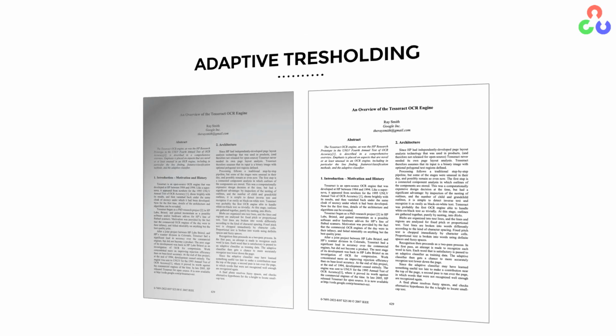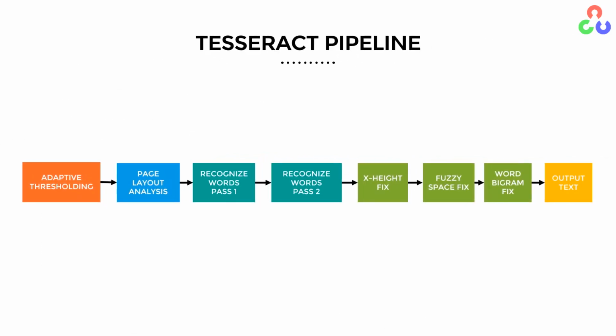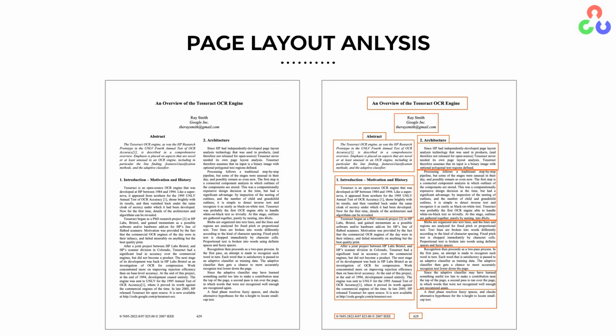The second step in the Tesseract pipeline is the page layout analysis. This basically means that we are looking at this entire document and then breaking it into segments. So it creates these bounding boxes around regions of text. And these bounding boxes are not necessarily around words. Usually it is around paragraphs and things like that. So that's what the page layout analysis does.